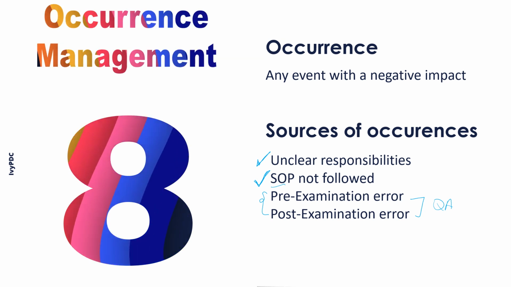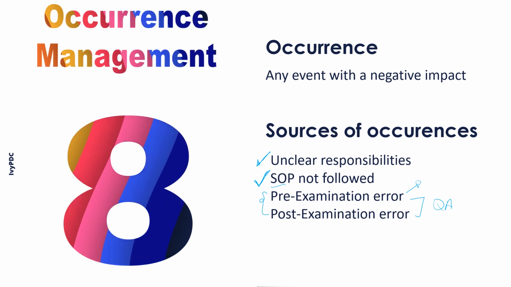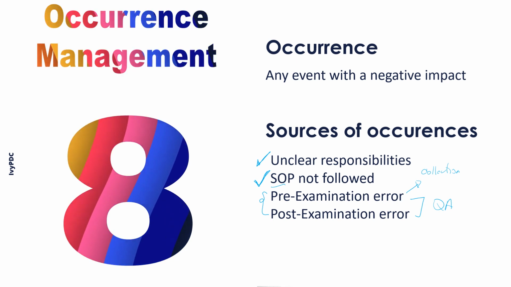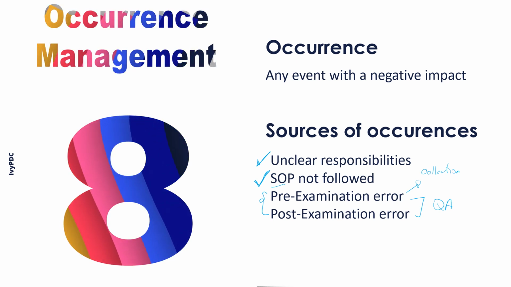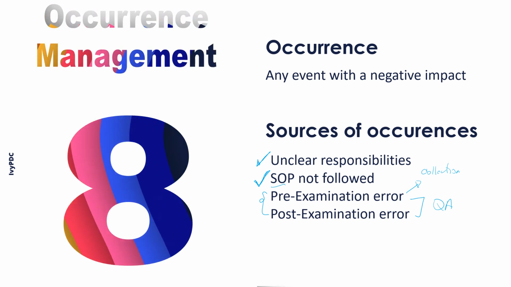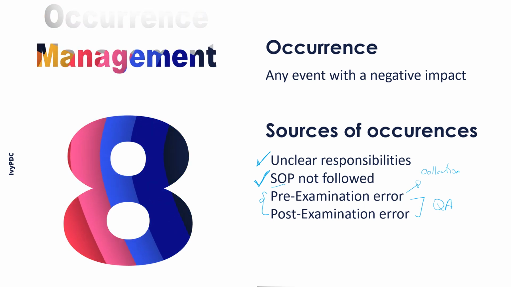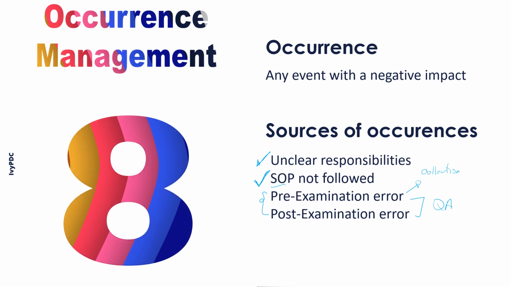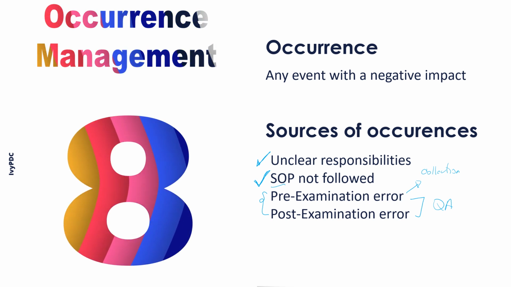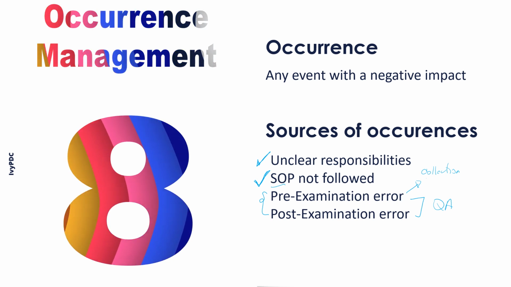But just to give a few examples of pre-examination error, maybe there is an error in collection. Okay, maybe you collected a specimen from the wrong patient. You were supposed to collect blood from patient A, but you collected from patient B. It's also possible that you did not collect the correct specimen. Maybe you should have collected an EDTA tube, but ended up collecting a red top tube, and that is an error in itself already.